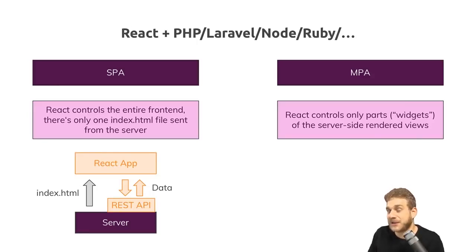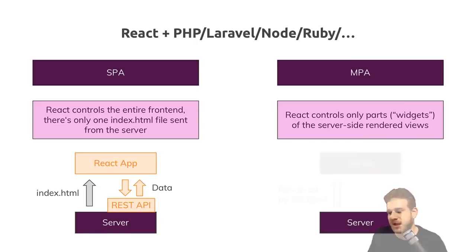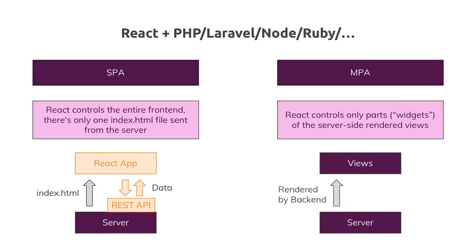Now, if you're creating a multi-page application with React, then you also have a server which renders a couple of views, not just one. And whenever you interact with that views, you click a link or something like that, you send a new request to the server and you get back a new view. And React can be part of a couple or all of these views to control parts of these HTML pages. The widgets I already mentioned.